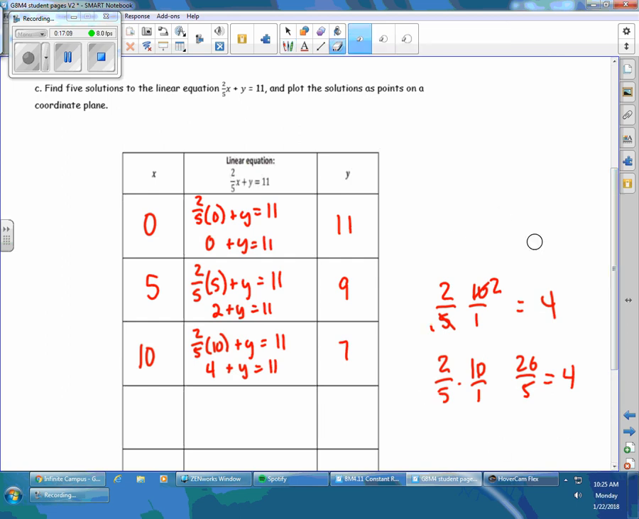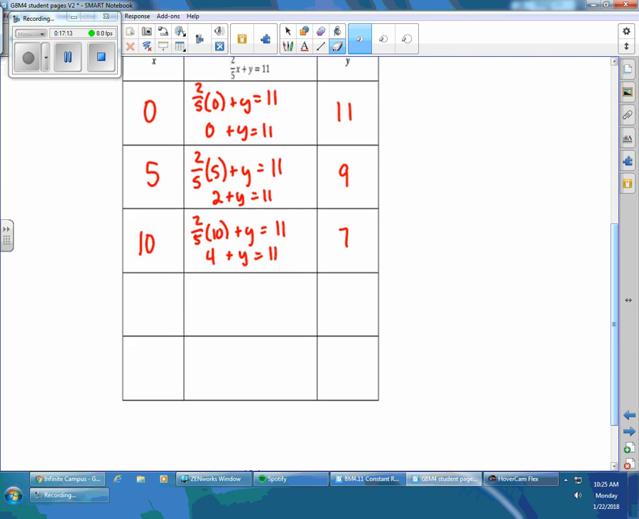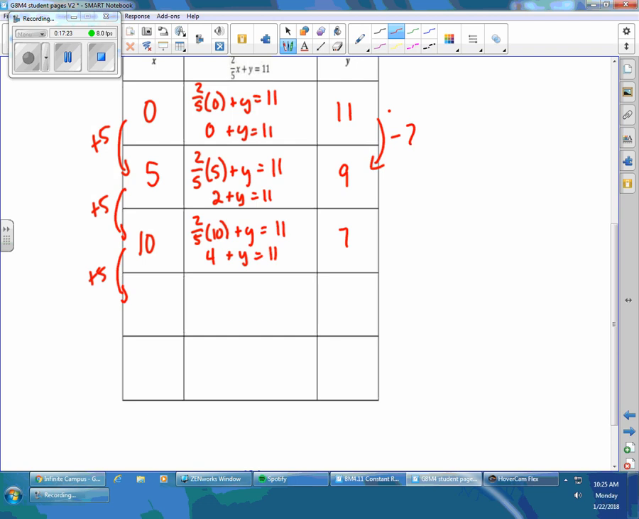All right, right now I'm going to show you that there's a pattern happening here. I'm going up by 5, up by 5, up by 5, and each time I'm doing that, this is going down by 2, down by 2. So without doing any computation in the equation, if I have 15 here, I'm going to say this one's going to be minus 2 again. This is going to be 5.